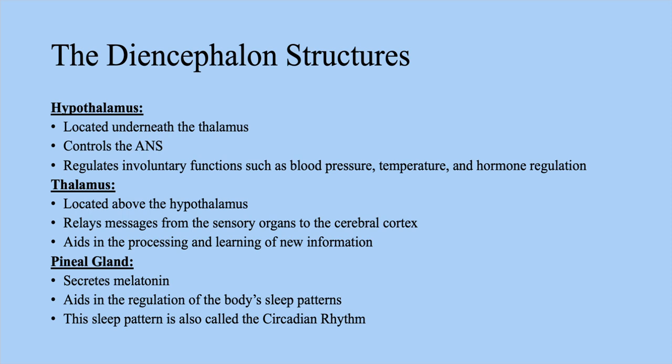Next, we have the thalamus, which is located above the hypothalamus. The thalamus relays messages from the sensory organs, such as the eyes and the ears, to the cerebral cortex, which we talked about is the outermost layer outside the brain that contains gyri and sulci. The thalamus also aids in the processing and learning of new information. So, the thalamus is very important in learning and things like that.